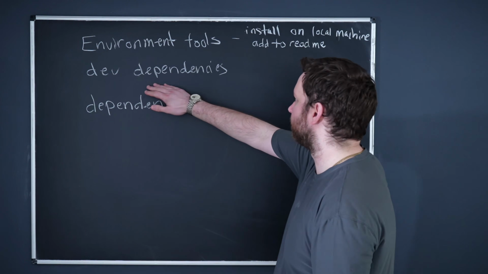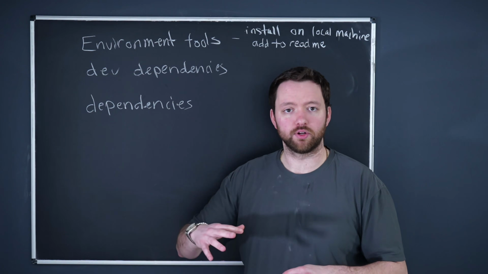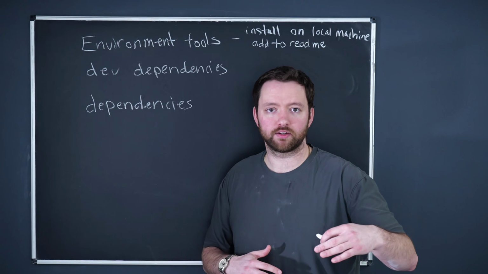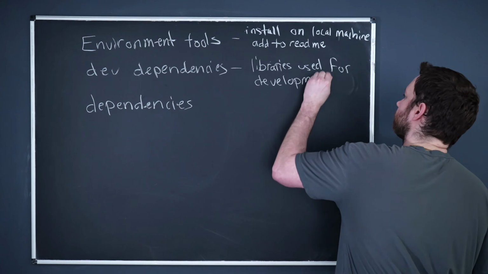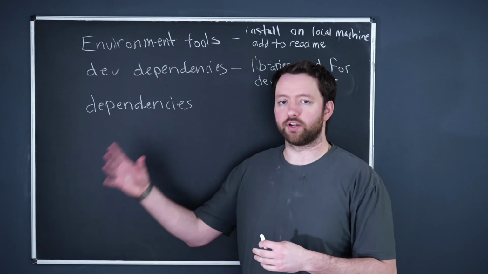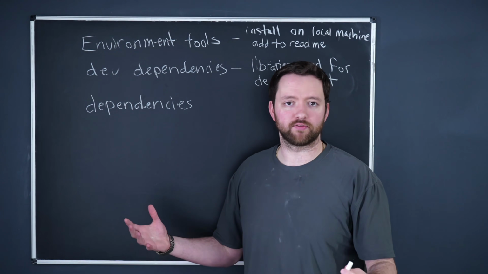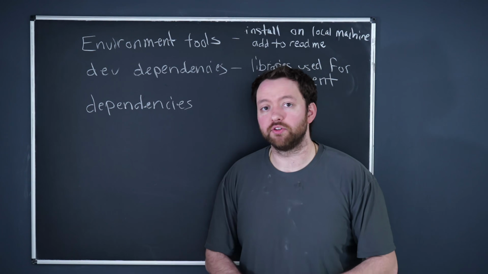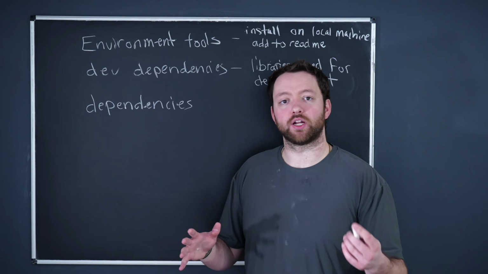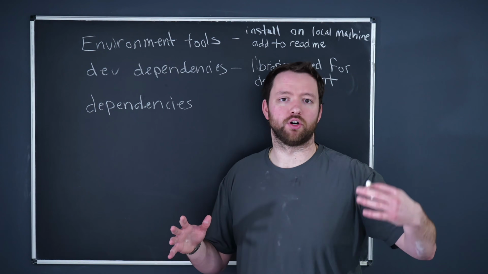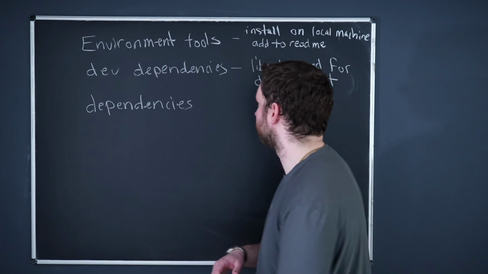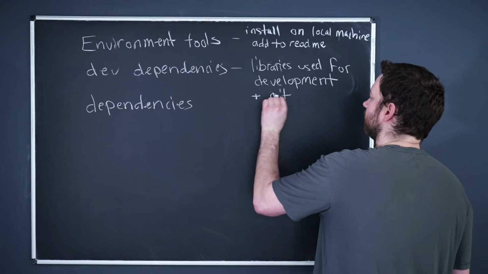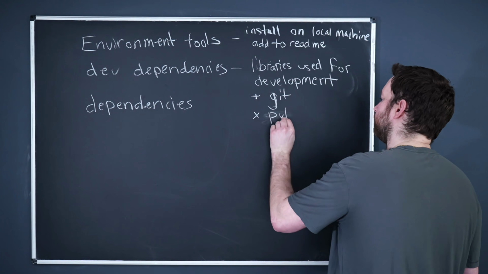Then we have dev dependencies. So this is actually code. These are libraries, but they're still libraries used for development. So these are libraries that do not need to go on a production server or anywhere you deploy the software. They're libraries that you use for coding. These will be added to source control, but you're going to set up some way so that they don't get installed on a production server. So I'm just going to use Git as an example here. We'll add these to Git, but we will not put them on the server.